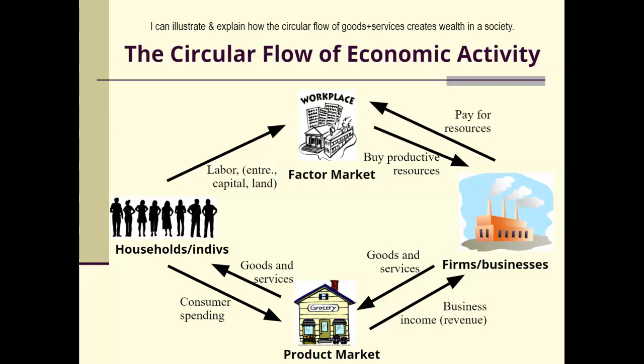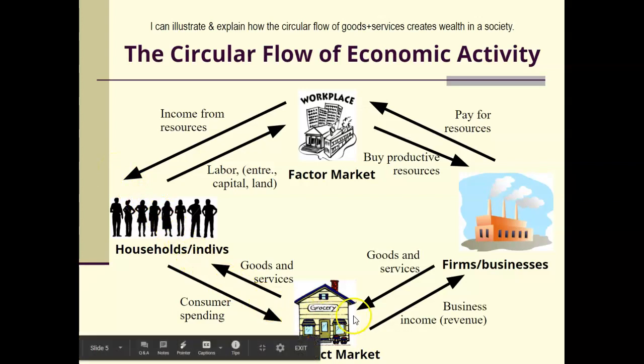Now, they have to spend their money to pay for resources, and one of the resources they surely use is natural gas. And they pay for all of the other resources in the factor market that they are going to use. And then the factor market or the workplace gives income from the resources to the households. So my daughter's labor goes to the workplace, but in exchange she gets income from resources. So this outside line refers to the flow of money, and the inside line going clockwise refers to the flow of goods and services.